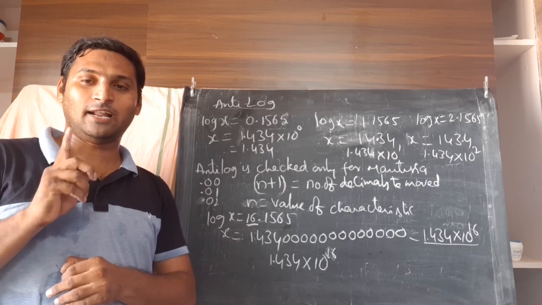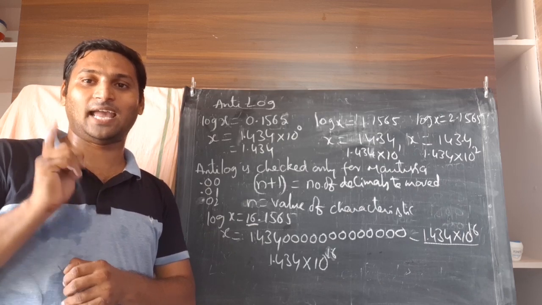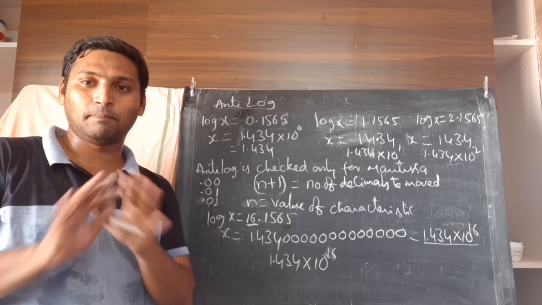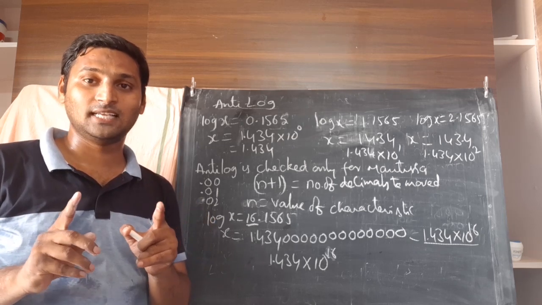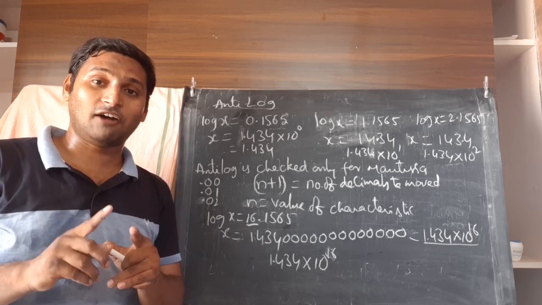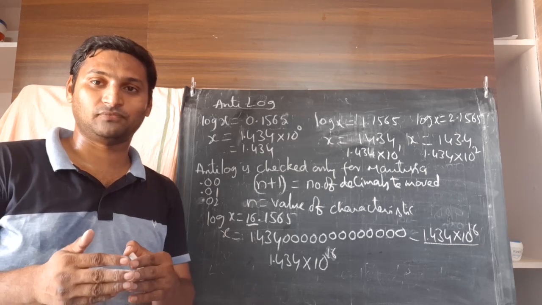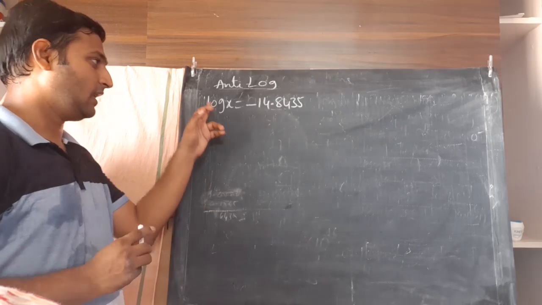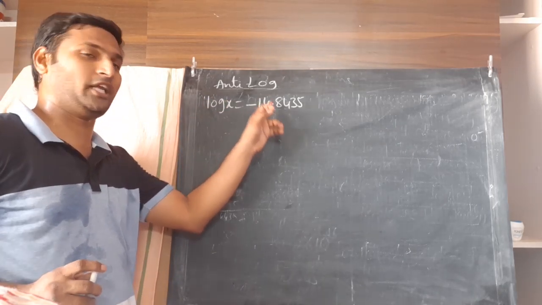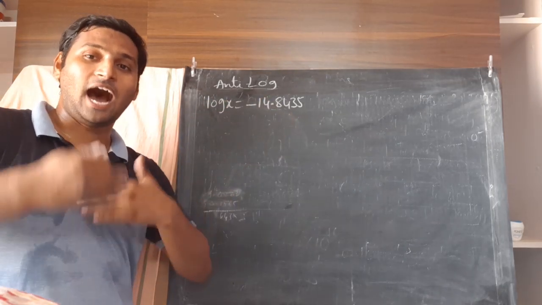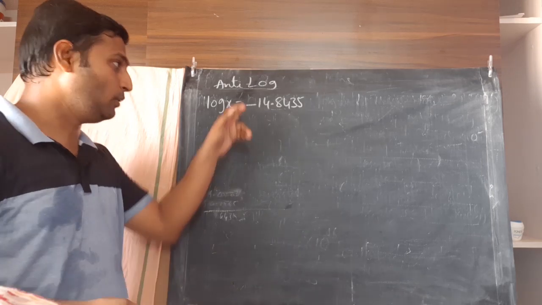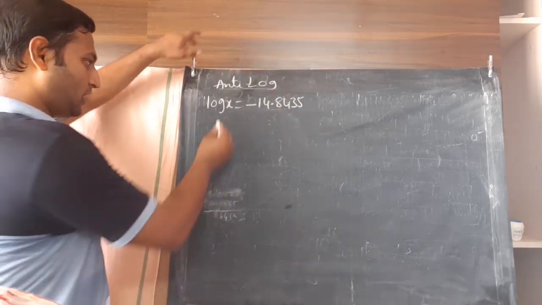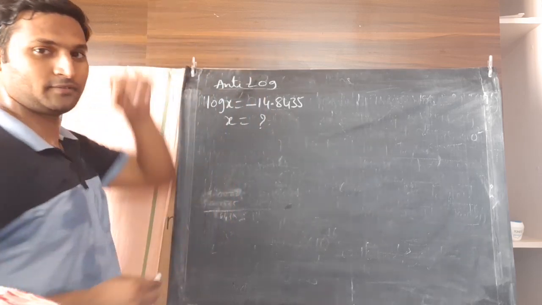Clear? Now one last aspect I have in order to complete this ritual. That is, what if log of x comes as a negative value? Let us see. Say we are given log x is equal to minus 14.8435. That means after solving the log of a given value, I got minus 14.8435. Now I have to find x.